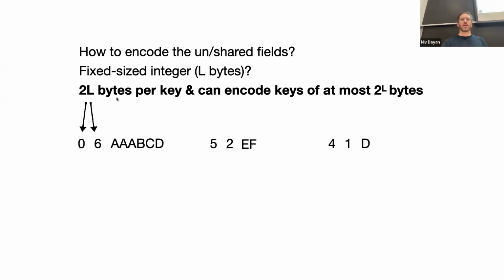The issue here is that, first of all, this is potentially a big overhead. Imagine that L is 4 bytes. That's a big overhead for every key value pair. But also, if we set that to be small, then we are restricting the maximum size of keys that we can compress or actually store. Right? Does that make sense? This is either wasteful or restrictive if we're using fixed length integers to encode this.